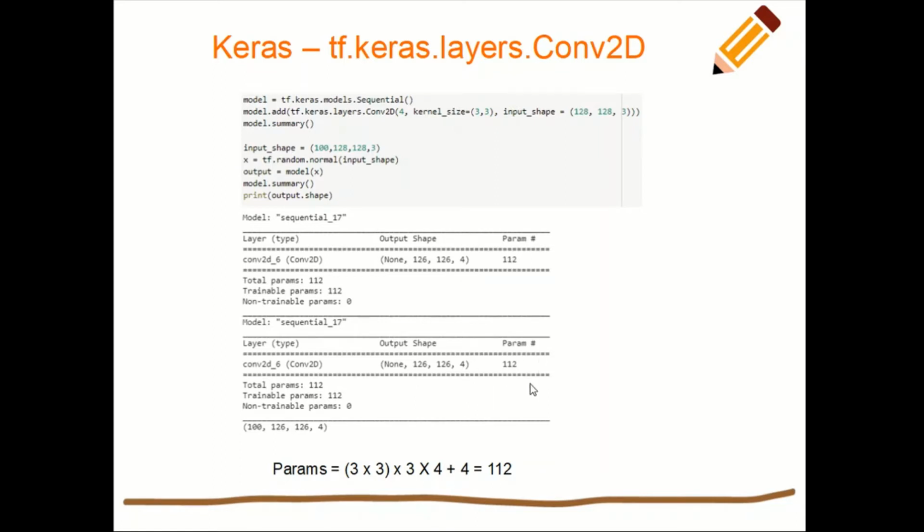And then the number of parameters. The input is 3 by 3, because our kernel size is 3 by 3, and we have an RGB image with 3 channels. So this is 9 into 3, 27, into 4, because we have 4 outputs here, and then the bias. That is how it calculates to 112 in this particular case.